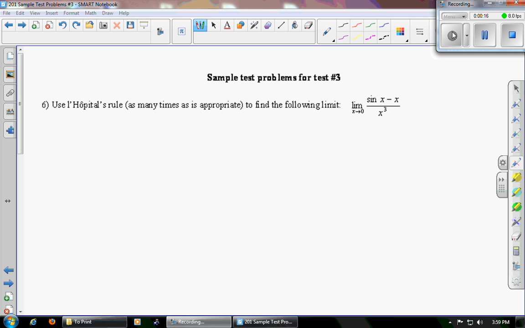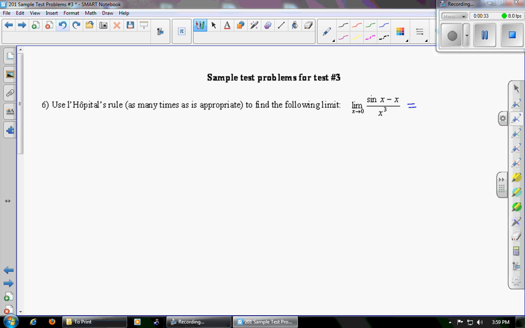Just to be crystal clear, it is not this. If you put parentheses in, you are changing my problem. If you really need parentheses there to make it clear, it's sine of x, that whole thing, and then subtract x when you're done.